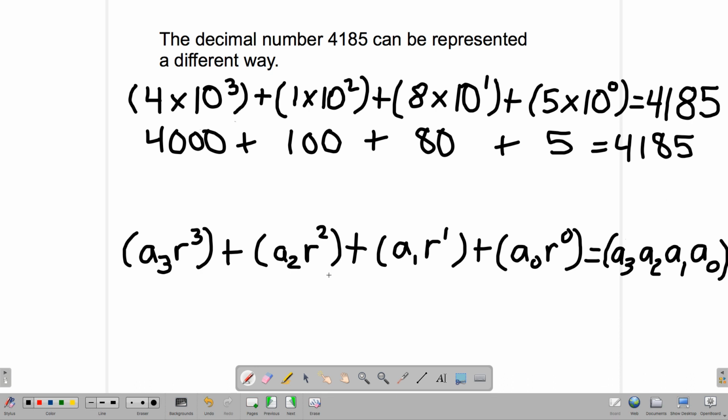the letter R is representing the base. In this case, it's base 10. And so when you add all that up, the general formula shows that it is a sequence of coefficients. And we can show in this case, A3 represents the digit 4. A2 represents the digit 1. A1 represents the digit 8. And A0 represents the digit 5.